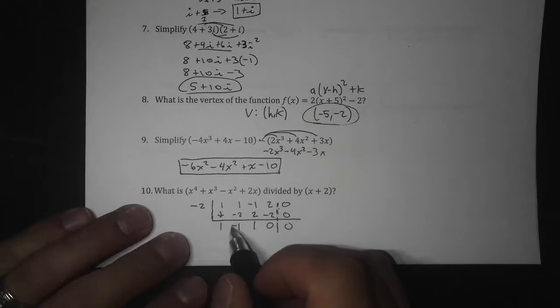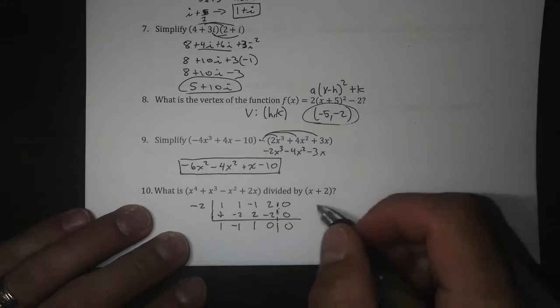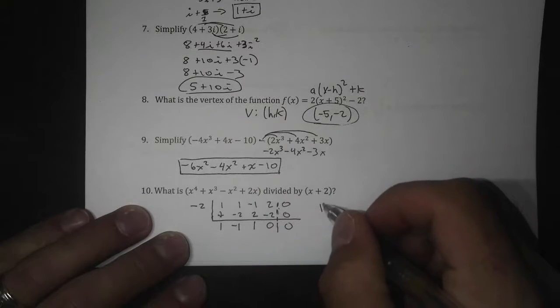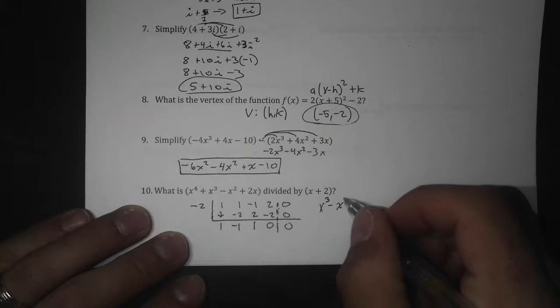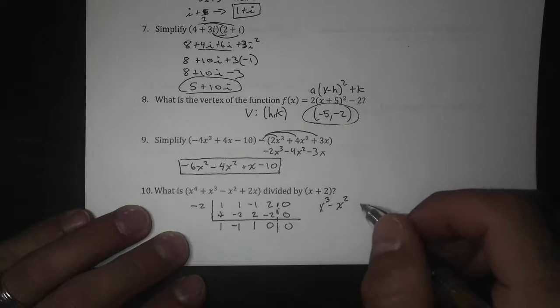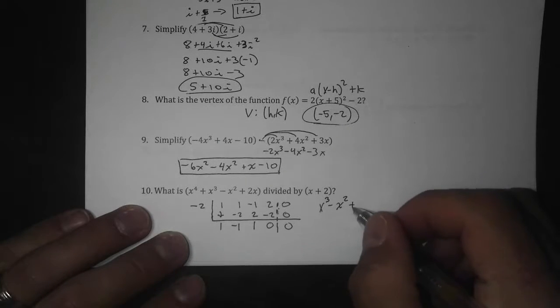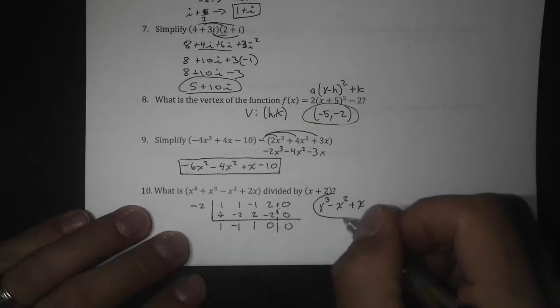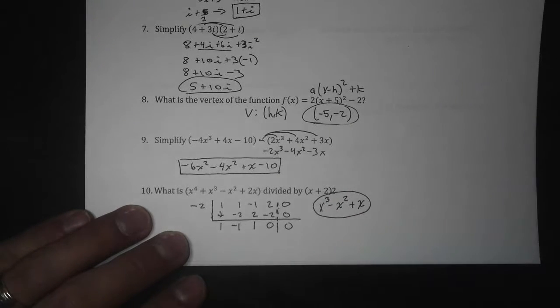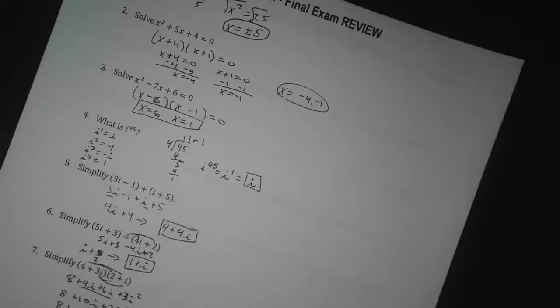So we have to remember here that this degree will be 1 less than this. So that's 4. This is going to be 3. X to the third minus x squared plus x. And we don't have to put the rest because it's just all zeros. So that'll be our final answer. Okay, moving on.